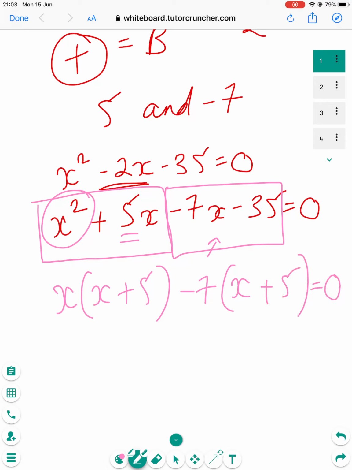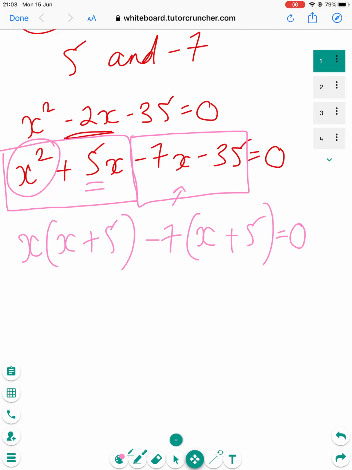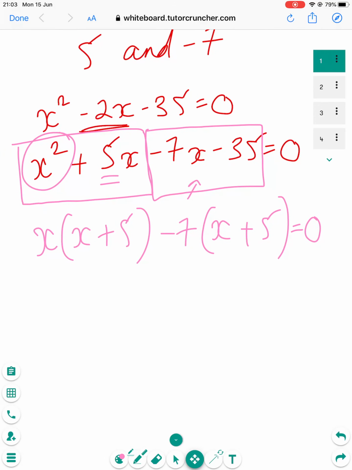Right, so lovely. Now we have a slightly factorized equation. But what we can see here is actually there are two common variables. There's a common variable again, which is x plus 5. So let's take that entire bracket out. Let's neaten things up a little bit.